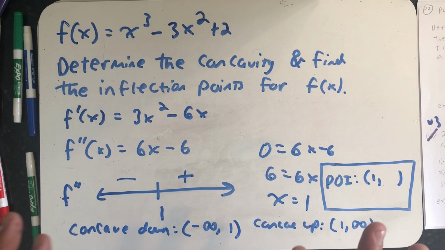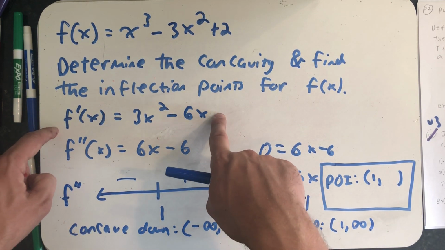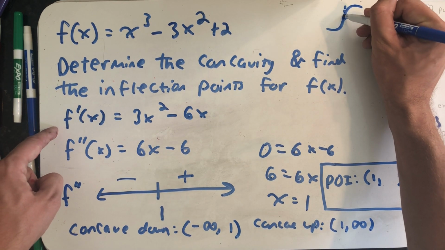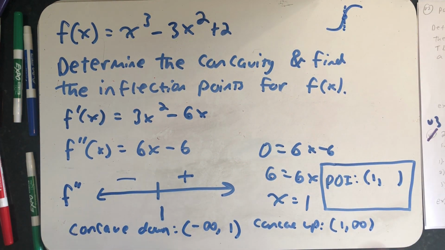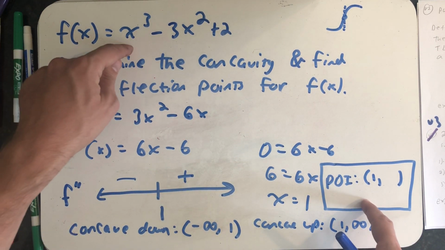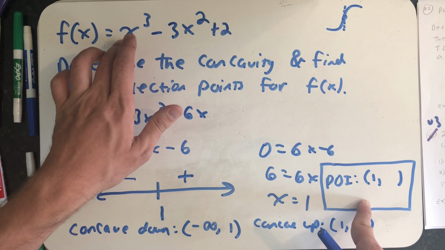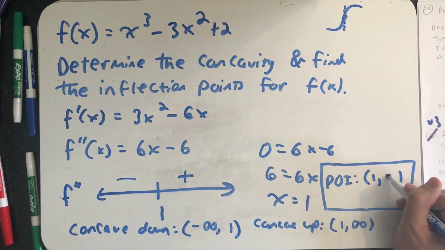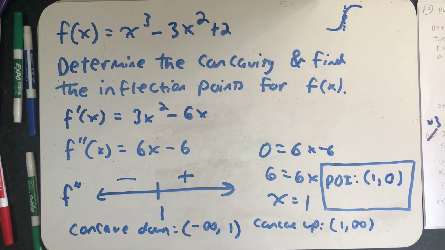Now, I should be careful because I'm not saying I only have a point of inflection when the first derivative exists, because of that case where I do get a point of inflection when there's a vertical tangent line. But I'm absolutely sure I do have a tangent line when the first derivative exists. All right, let's plug 1 in for x and find that y value. 1 minus 3 plus 2 is 0. There's a point of inflection at (1, 0).